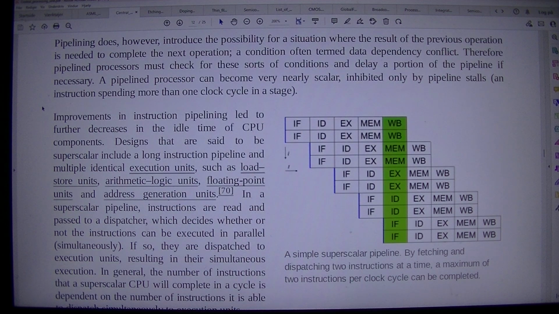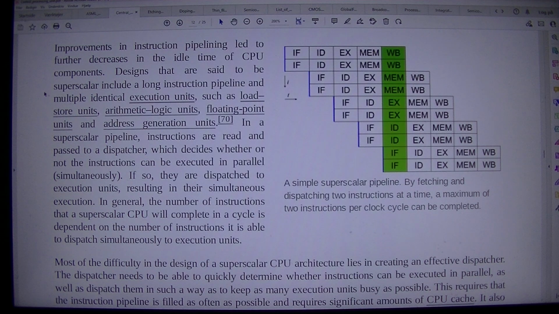Pipelining does, however, introduce the possibility for a situation where the result of the previous operation is needed to complete the next operation, a condition often termed data dependency conflict. Therefore, pipelined processors must check for these sorts of conditions and delay a portion of the pipeline if necessary. A pipelined processor can become very nearly scalar, inhibited only by pipeline stalls, an instruction spending more than one clock cycle in a stage. A simple superscalar pipeline: by fetching and dispatching two instructions at a time, a maximum of two instructions per clock cycle can be completed.